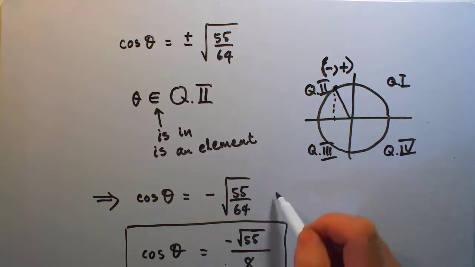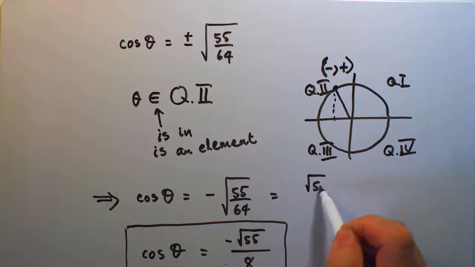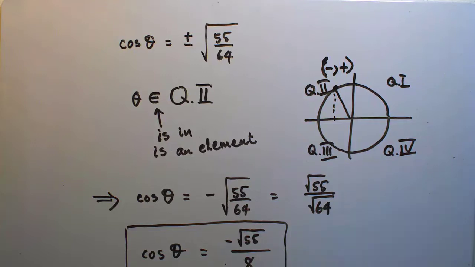The square root can be distributed into two separate parts of the fraction, and the negative sign is here, and that's how it leads to that.